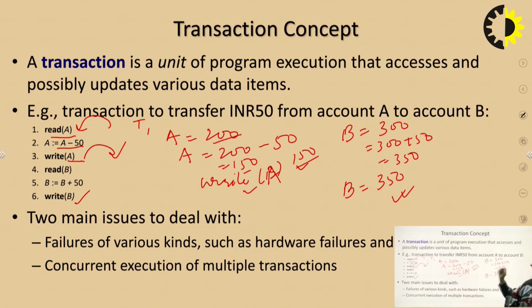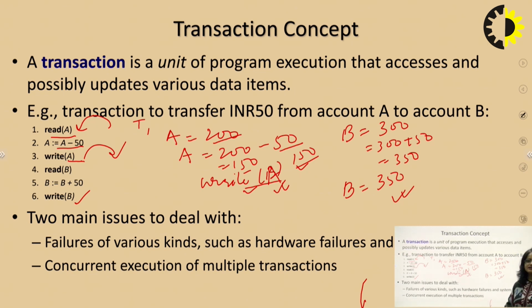So if at any time this 50 rupees is deducted, and due to a network issue it is not updated in the database, it will create a problem: the money has already been deducted from here, but it is not updated over here. So it will create some problem. This is why we can say that failures of various kinds, such as hardware failure, system failure, and network failure, will create some issues.